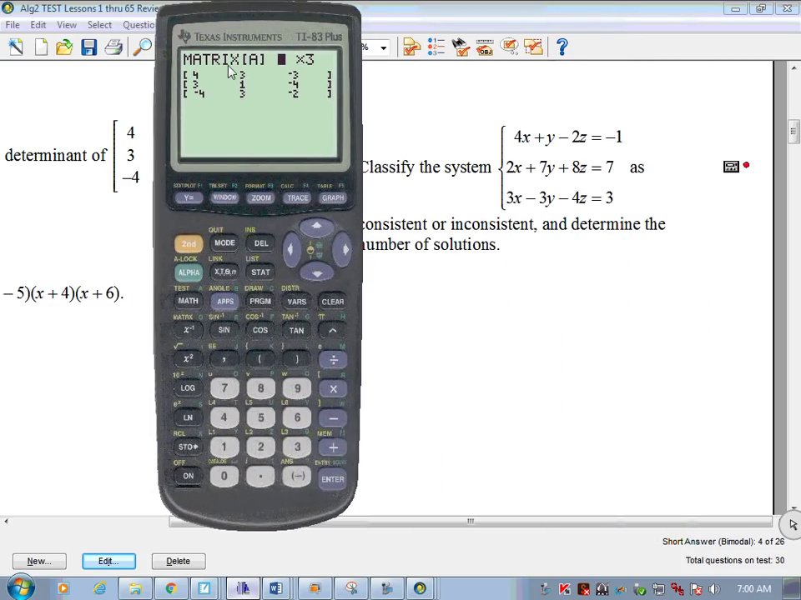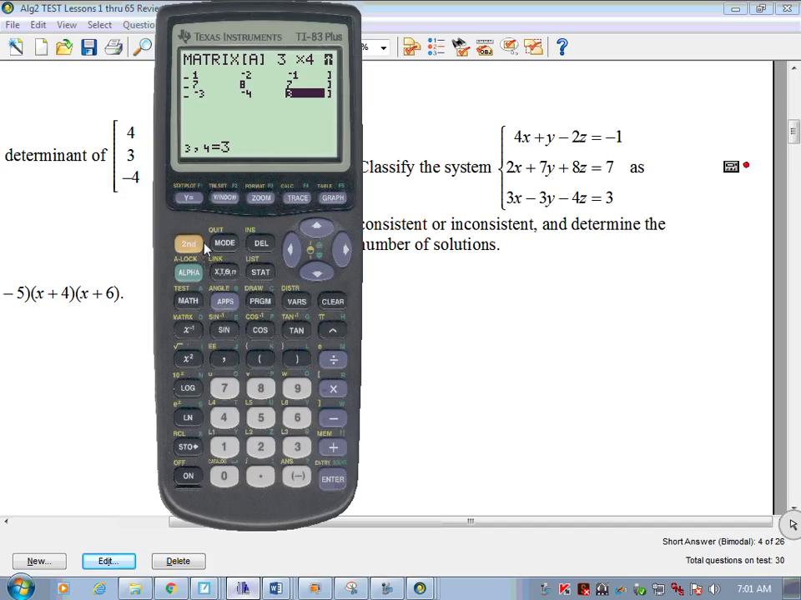Let's see, we are not a 3 by 3 anymore. We have 3 rows, 4 columns. So we're actually a 3 by 4. Okay, 3 by 4. So we have 4, 1, negative 2, negative 1. Okay, we've got 2, 7, 8, 7. And then we have 3, negative 3, negative 4, and 3.